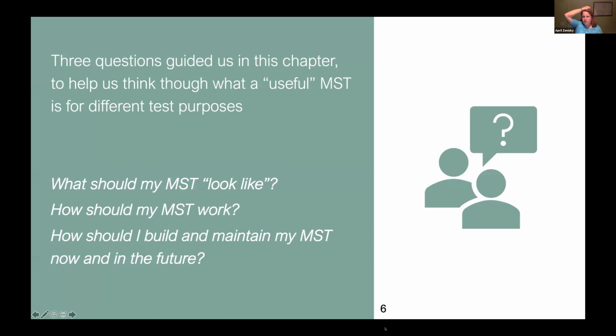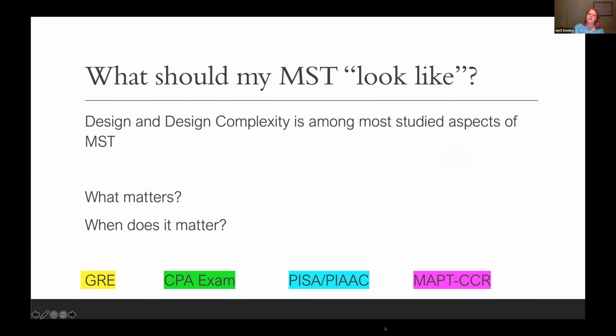So as we wrote and thought about MST, there were kind of 3 questions that guided us to help us think through what a useful MST is. And we kind of framed it around what should my MST look like, how should my MST work, and how do I build and maintain my MST now, and then how do I keep going with this test? So first question, what should my MST look like? And as someone who's contributed my share of research in this area, this is probably one of the most studied aspects of MST. Certainly Rick and my other colleagues on this panel have made incredibly critical contributions as well.